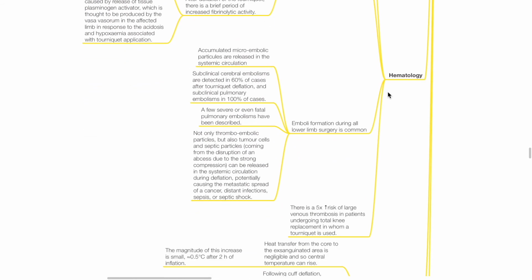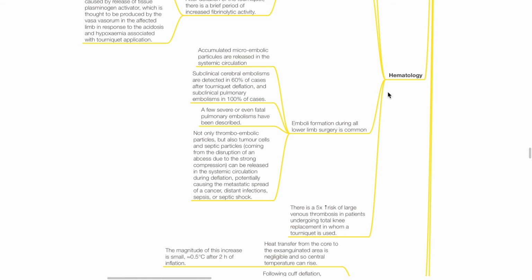application. Emboli formation during all lower limb surgery is common. Accumulated microemboli particles are released into the systemic circulation during tourniquet deflation. Subclinical cerebral embolisms are detected in 60% of cases, and subclinical pulmonary embolisms in 100% of cases after tourniquet deflation. Severe or even fatal pulmonary embolisms have been described.